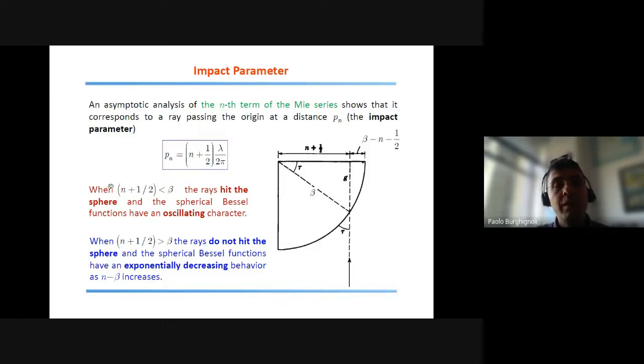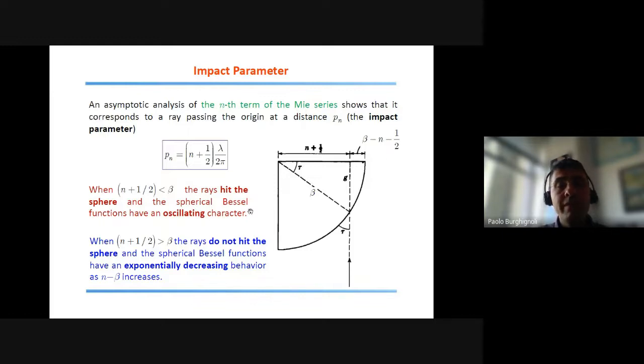So in particular, it's easy to see that if the order n is such that n plus 1/2 is less than beta, which is the adimensional radius of the sphere, then the rays hit the sphere, and the spherical Bessel functions that make up the Mie series have an oscillating behavior as a function of n.